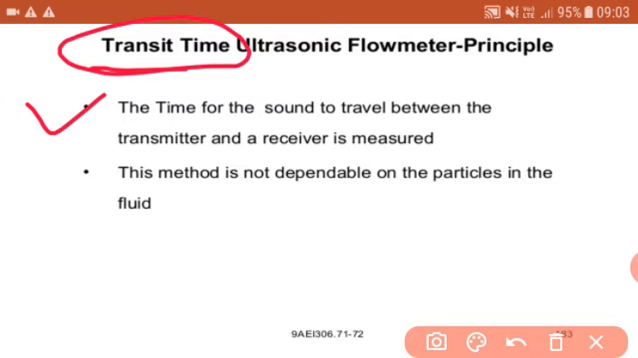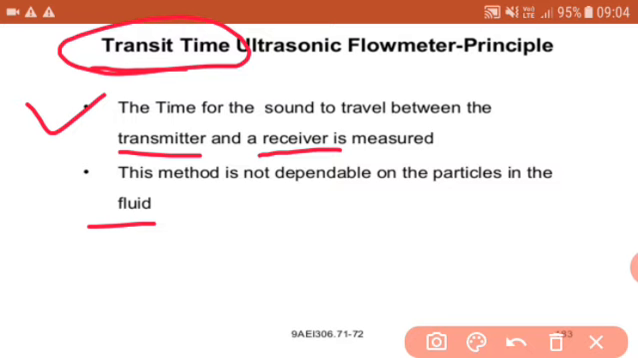So which time will we use? The time for sound to travel between the transmitter and receiver is measured, and this time is known as transit time. This method is not dependent on the particles in the fluid.